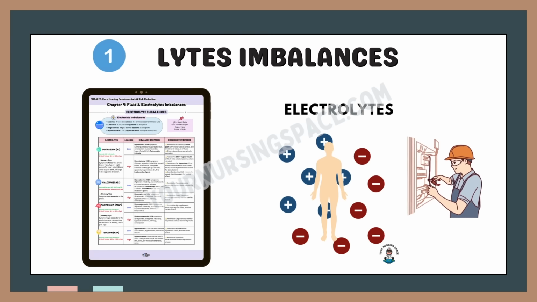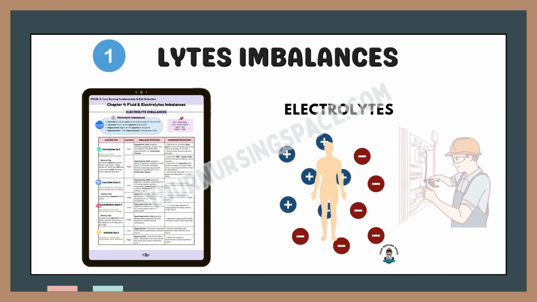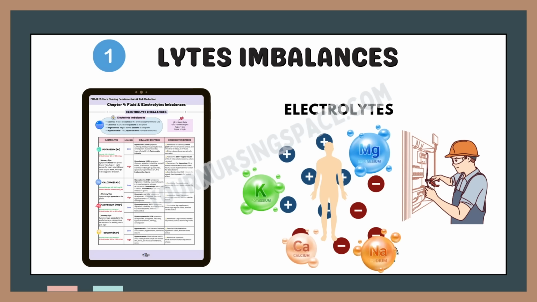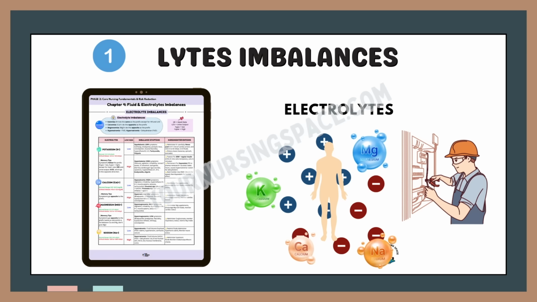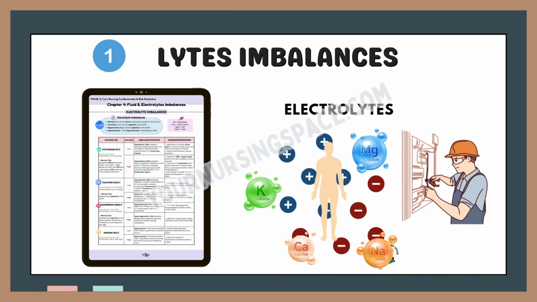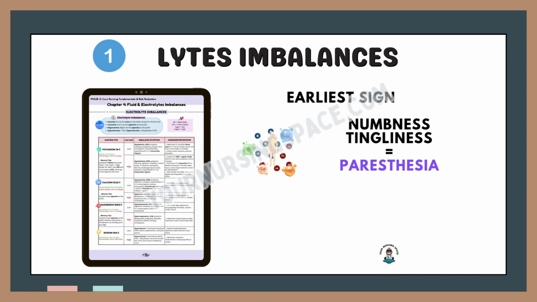First off, electrolytes are like the body's electricians. Potassium, calcium, magnesium, sodium. They keep things running smoothly. When they're out of whack, you'll see patterns in the symptoms and management. Here's the deal. The earliest sign of any electrolyte imbalance is numbness and tingling, also called paresthesia.